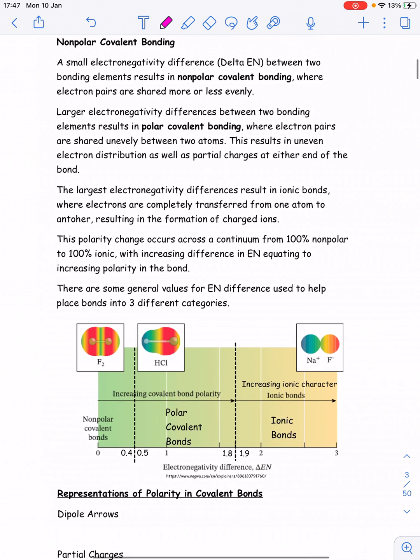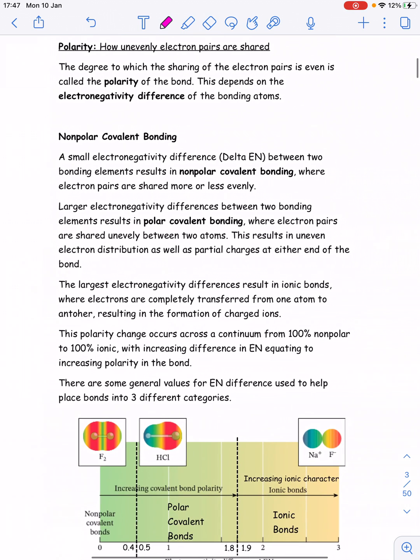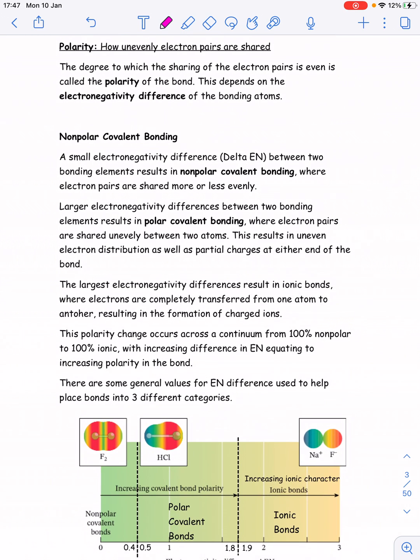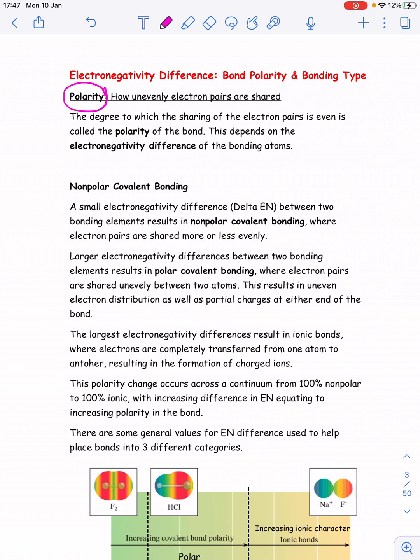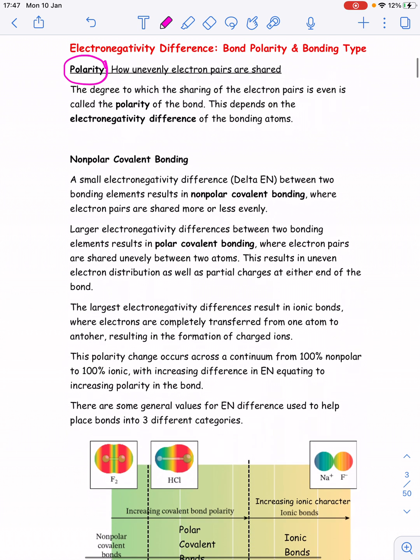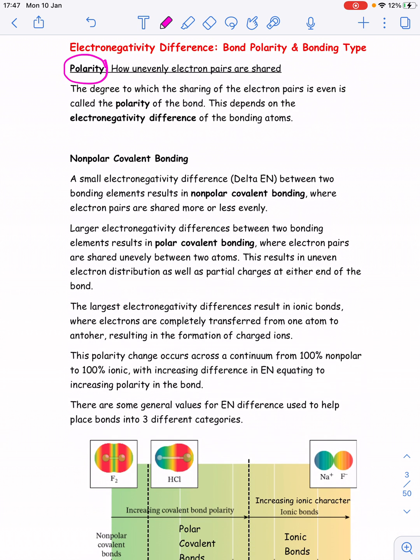Okay, so the next concept to talk about in covalent bonds is that not all covalent bonds are exactly the same. Covalent bonds can have something that's referred to as polarity. And polarity is a way of describing how unevenly the electron pairs are shared in a covalent bond. So we say that the electron pairs are shared between the two atoms, but they're not necessarily shared evenly. And the way to determine how evenly they are shared is with that property of electronegativity again, specifically looking at how different the electronegativity values are for two atoms.